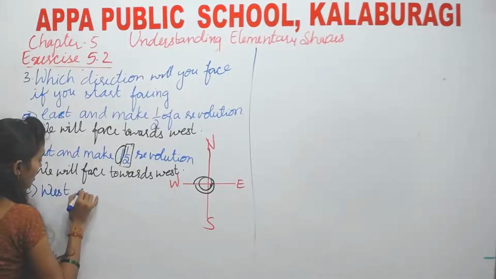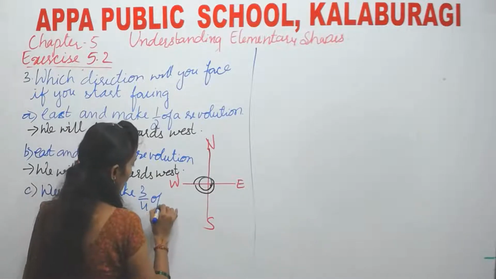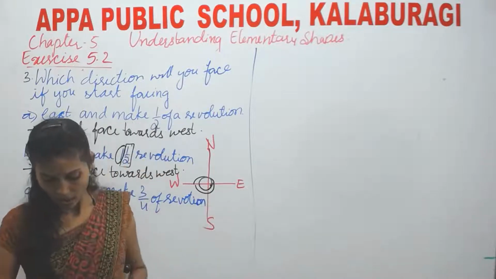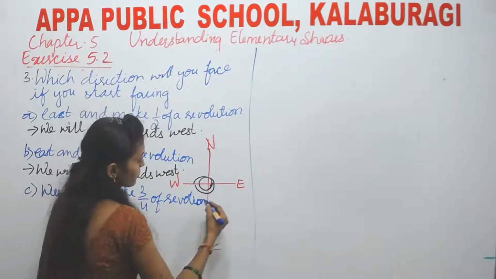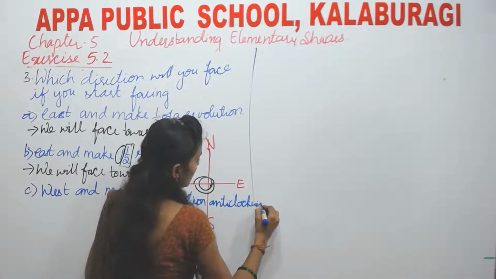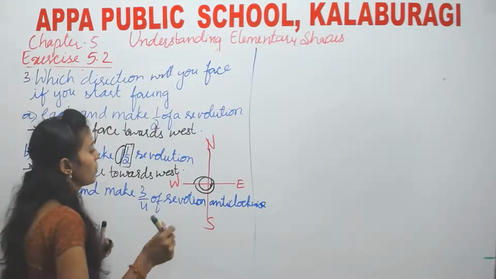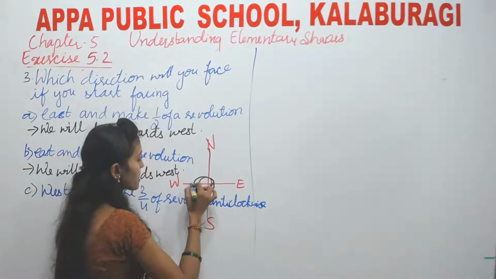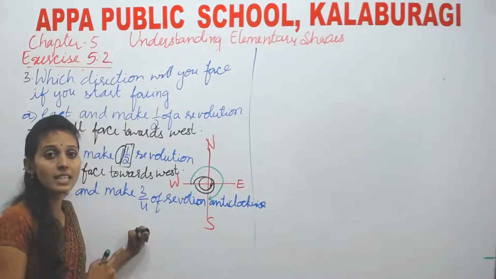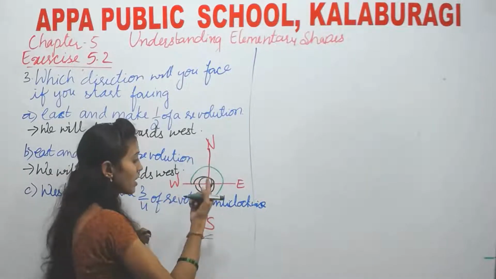Then see one. West and make 3/4 of a revolution anti-clockwise. This is very important because from west, see, I'll use this one. From west, clockwise means like this. 3/4 will reach here. But they said it is anti-clockwise. So we have to move in reverse, like this.